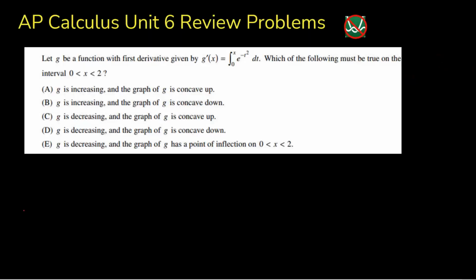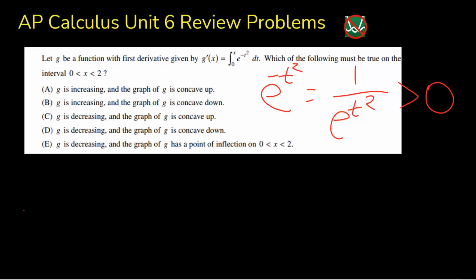So let g be a function with first derivative given by g prime equals the definite integral there. Which of the following must be true on the interval from 0 to 2? So we don't have a calculator to use for this one, so we have to think about what the function might look like. E to the negative t squared is equal to 1 over e to the t squared. This is always going to be positive, but it's going to be decreasing, because as t goes from 0 to 2, you have e to a higher power squared, all in the denominator under 1. So the graph is going to be similar to this. It's going to be decreasing, concave up.